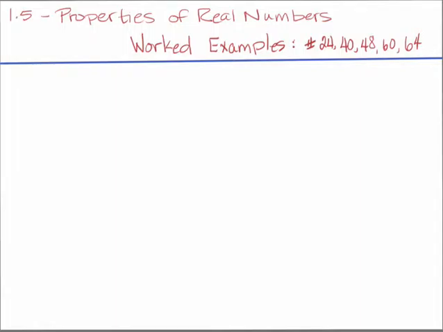Number 48 is from this block of problems as well. Number 48 says -5 times 3x minus 2 plus 5.